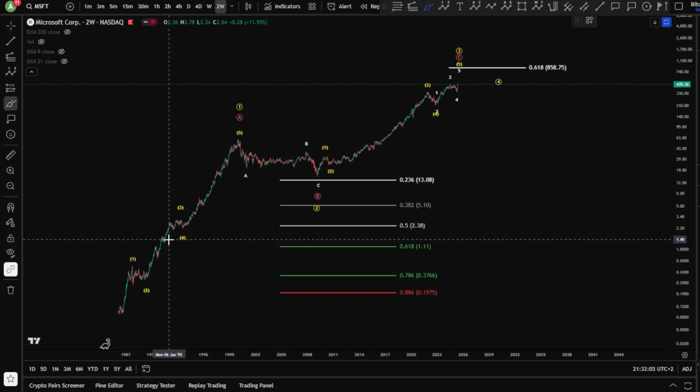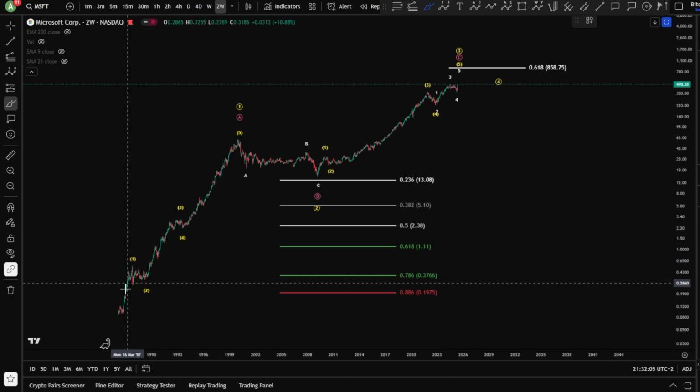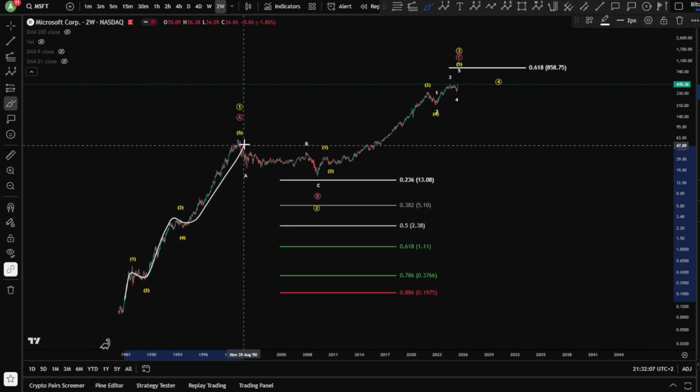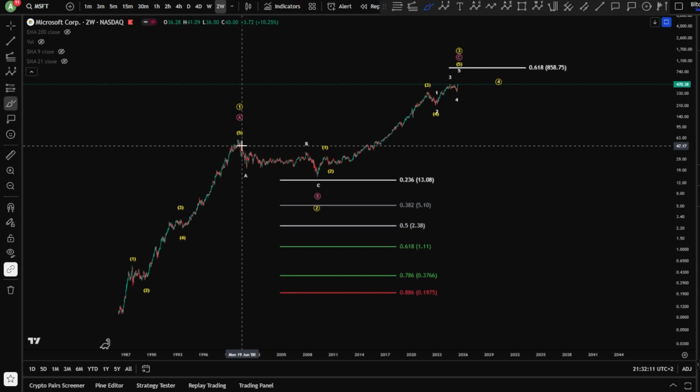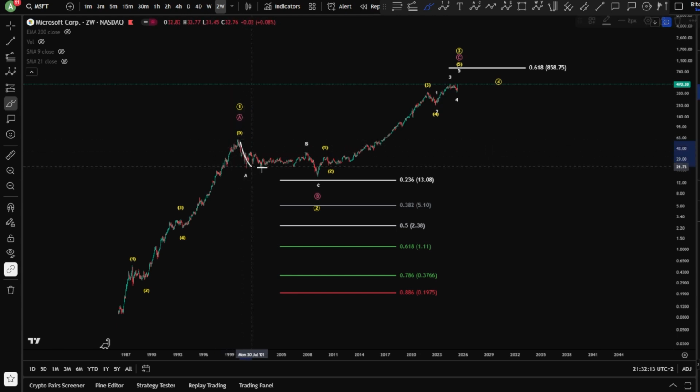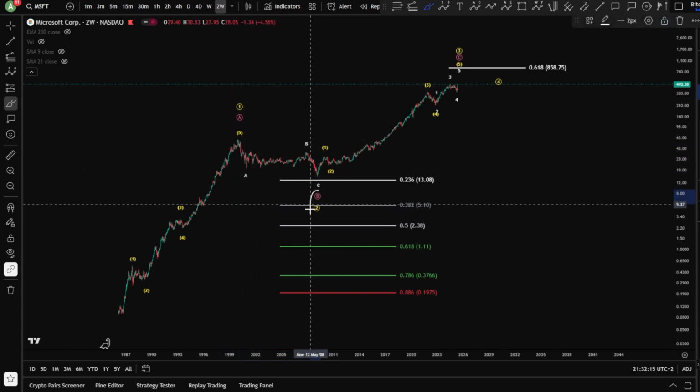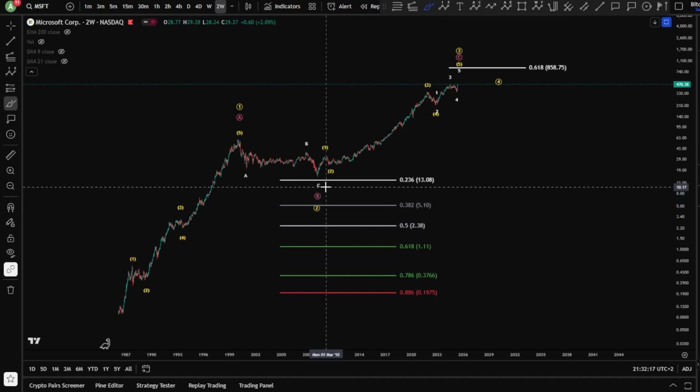And starting on the all-time history for Microsoft, we are looking at an impulse 1, 2, 3, 4, 5 finished, wave A or wave 1. In both scenarios, we are looking at an ABC corrective, which might be wave B or your wave 2.